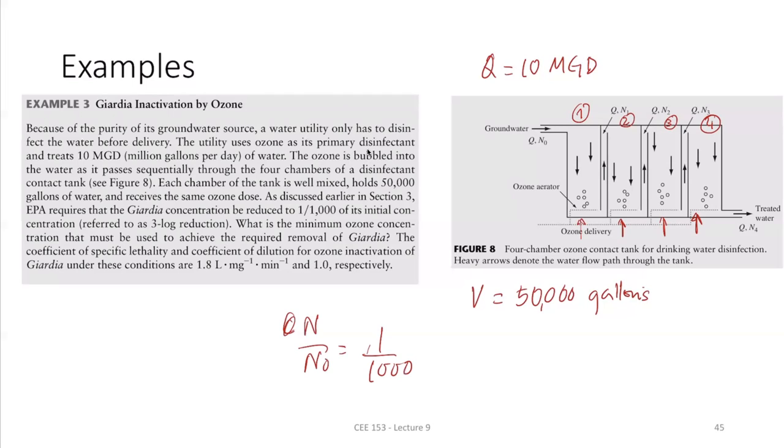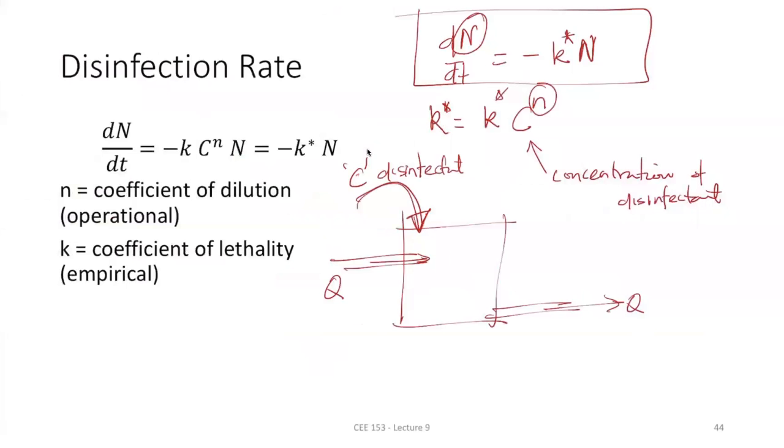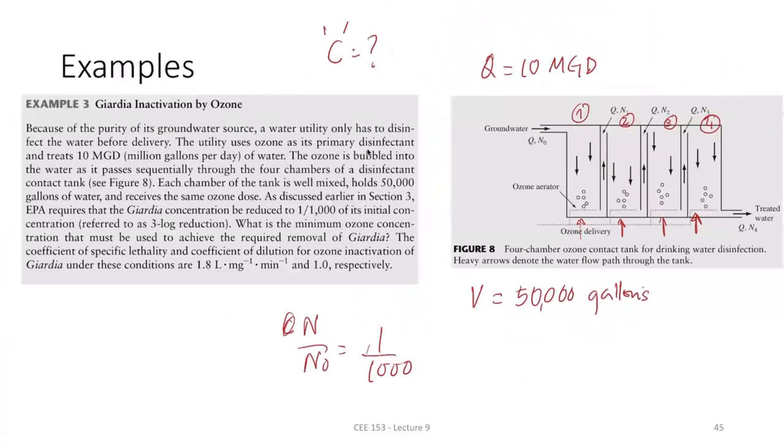So you're asking what is the ozone amount. So ozone amount is C. And if you see, this is the equation, and the K value has the C. So if you calculate K, you'll be able to calculate C. So let's see, you have to do the mass balance.